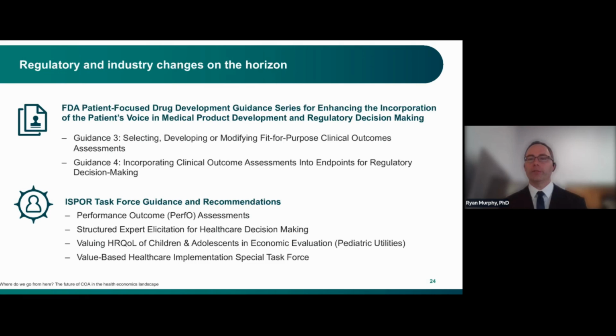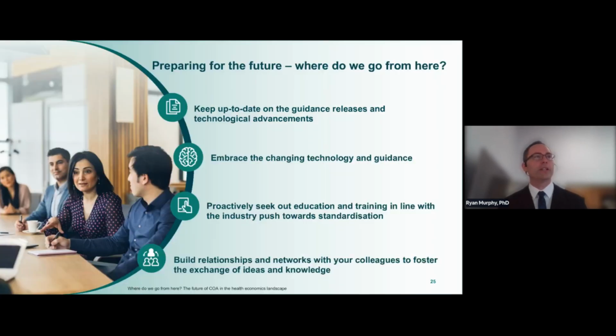As the FDA is a government body, they are not always the fastest to respond, though they are very diligent in the work that they are doing. But there are also other sources of guidance to keep up with, such as the ISPOR task force making their recommendations for performance outcomes, structured expert elicitation for healthcare decision making, valuing quality of life for children and adolescents, economic valuations or pediatric utilities, and just value-based healthcare implementations. There are special task forces within ISPOR that are releasing guidance on these that needs to be essentially kept up with.